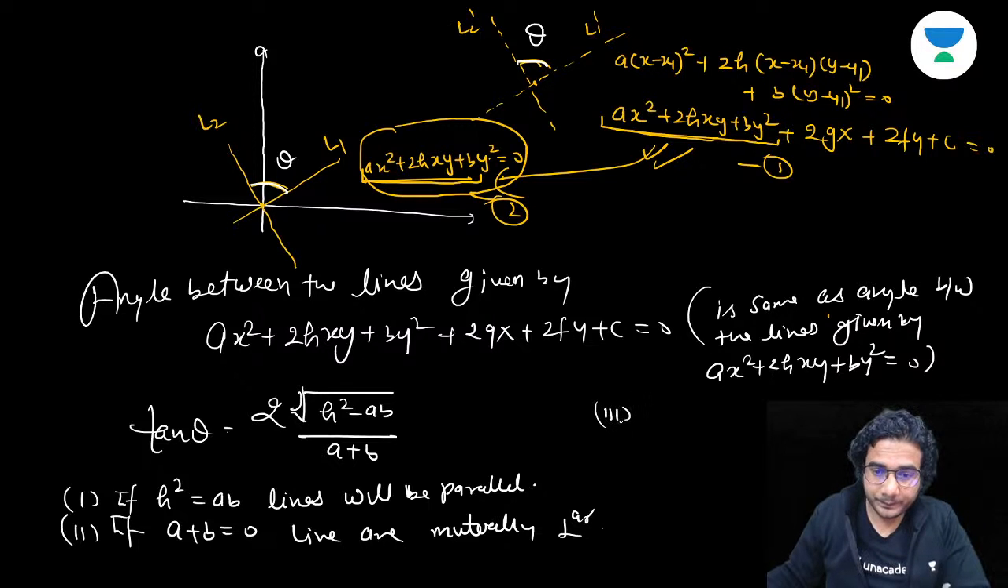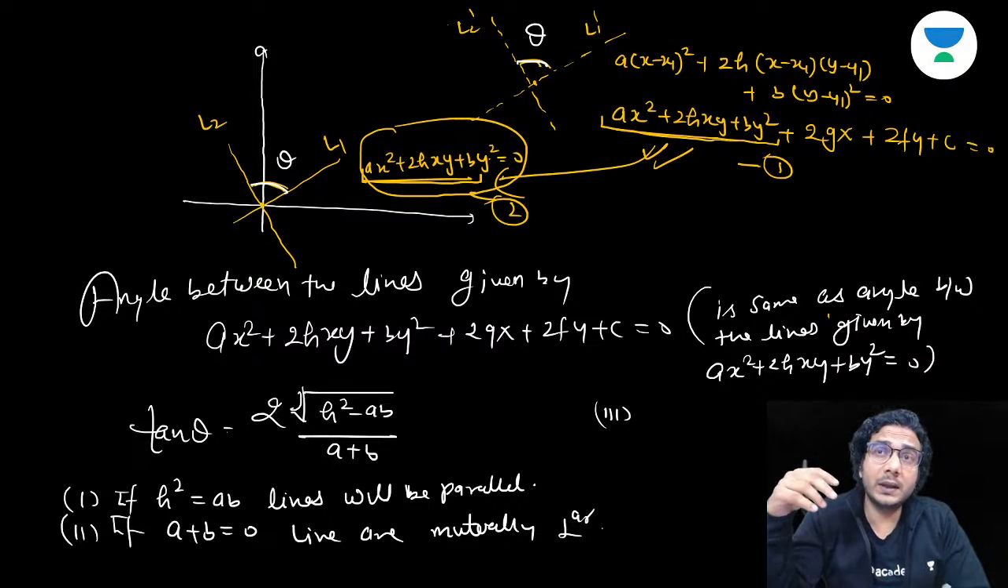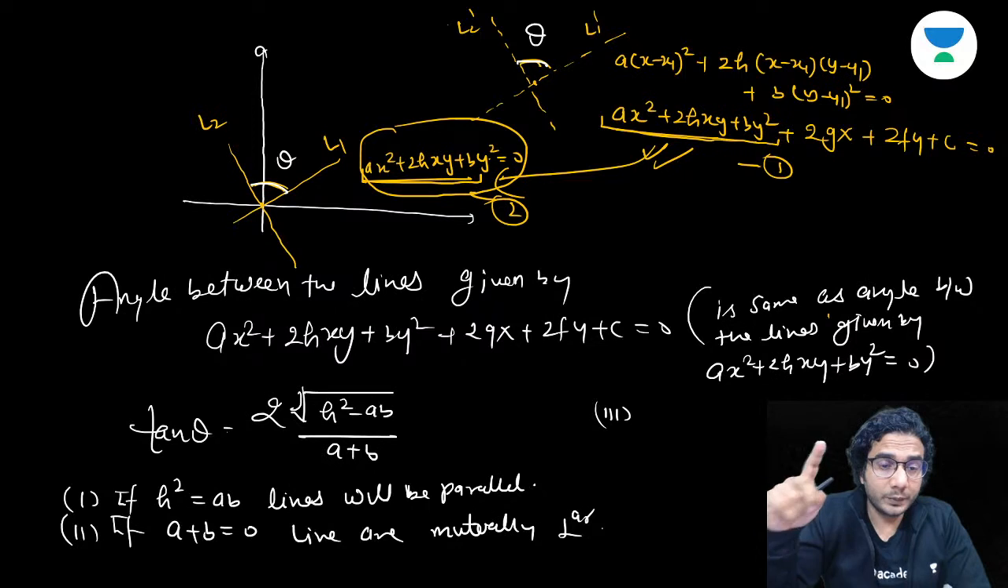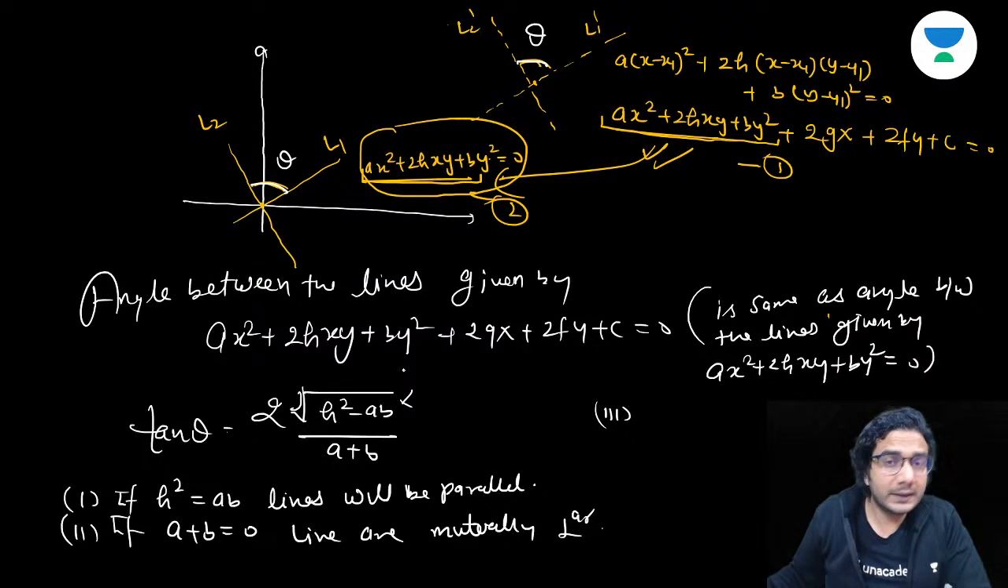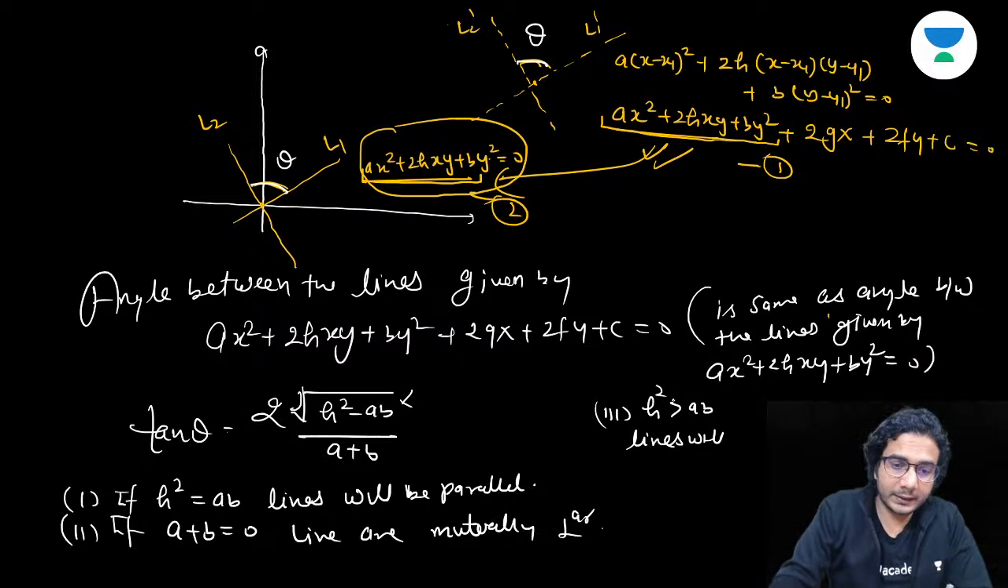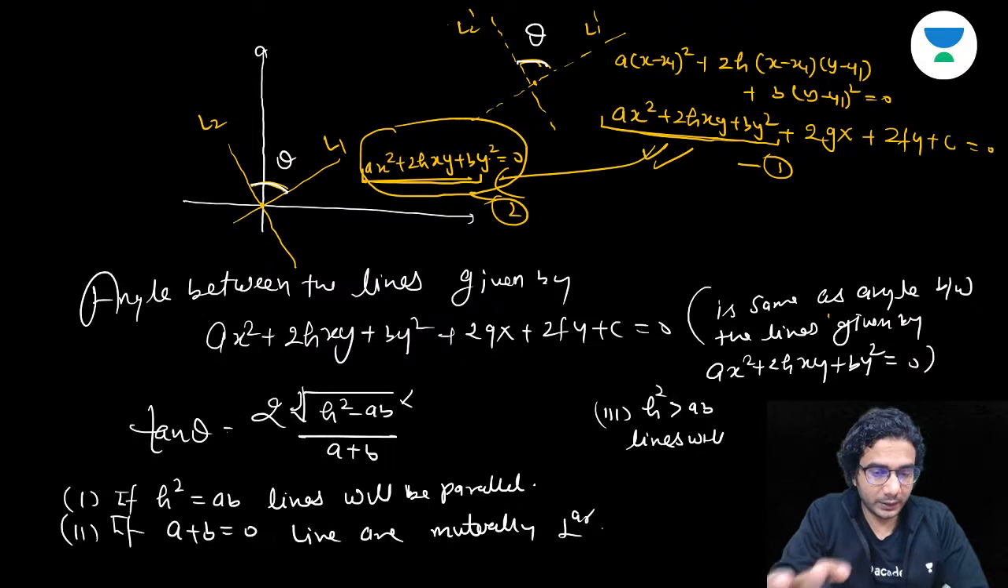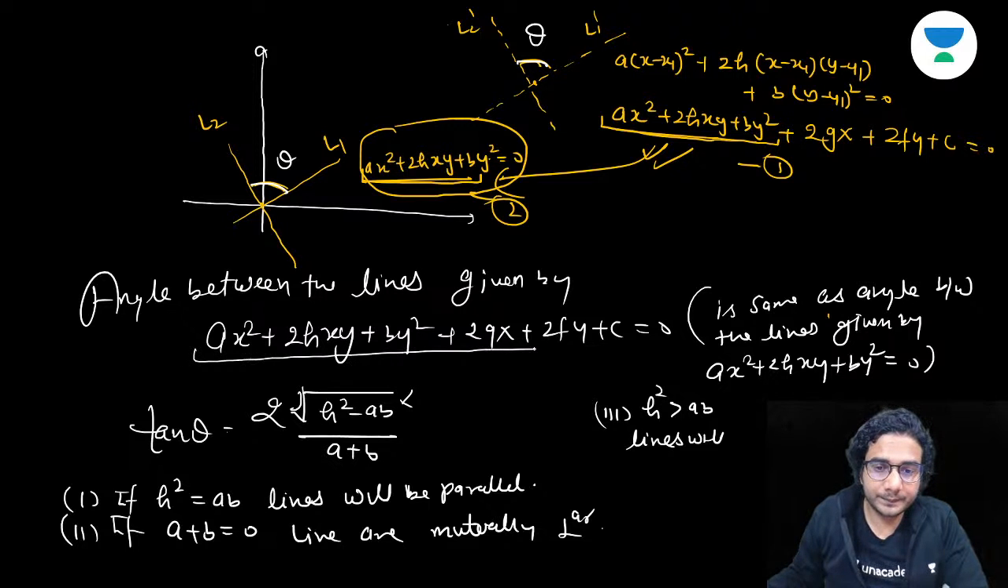Now the third one. If h square is less than ab, then the slopes of lines will not be real. That's the same condition which you were applying there, for lines to have real slopes. So if h square is more than ab, then lines will be of real slope. I'll write it separately. Is this okay? Have we got these 2 points? The conditions for parallel lines and perpendicular lines given by this general equation.